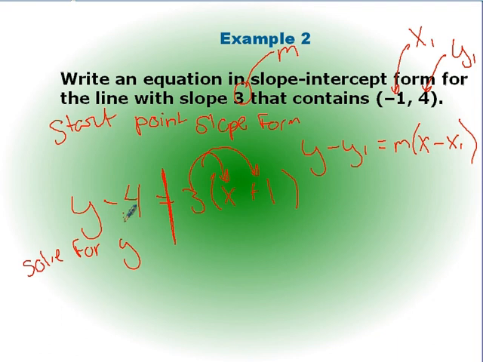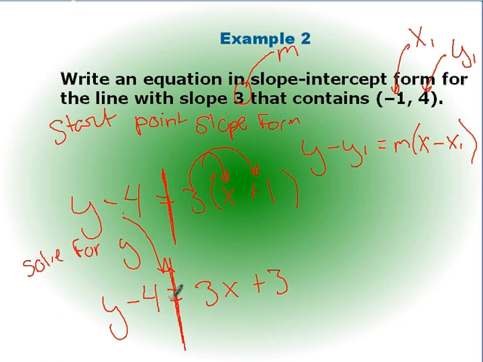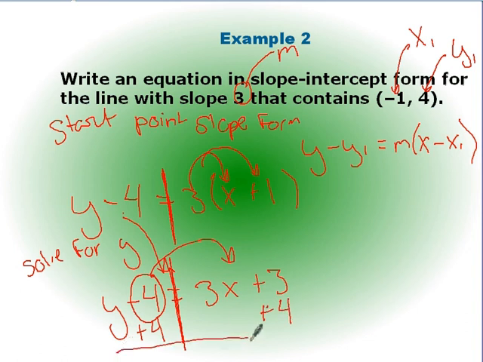Okay, so now we're copying down here. y minus 4 equals 3 times x is 3x, and 3 times 1 is plus 3. I still want to solve for y, so I want to leave the y on the left side of the equal sign, and I want to move everything else over to the right side. So this negative 4 is going to have to move over to the right side. It's negative now, so I'm going to move it by adding it. Add 4 to both sides. These 4's cancel out. So then I get y equals 3x, 3 plus 4 is 7, so plus 7.